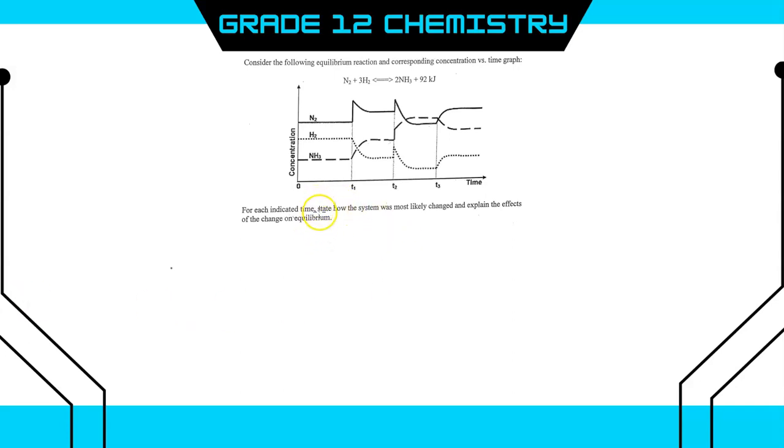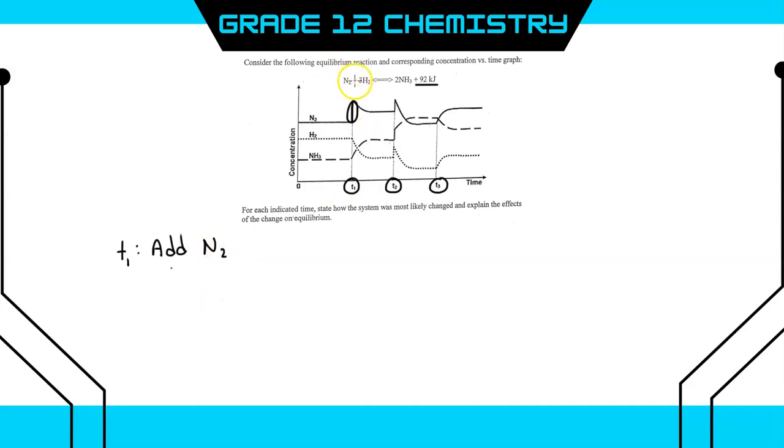So in this example, we have an equilibrium between nitrogen, hydrogen, and ammonia, and we have an exothermic reaction. We need to figure out what happened at these 3 times, T1, T2, and T3. If we look at T1, we notice a single spike right there in nitrogen. So at T1, what happened? We add N2. Okay, so we added some of the reactant.